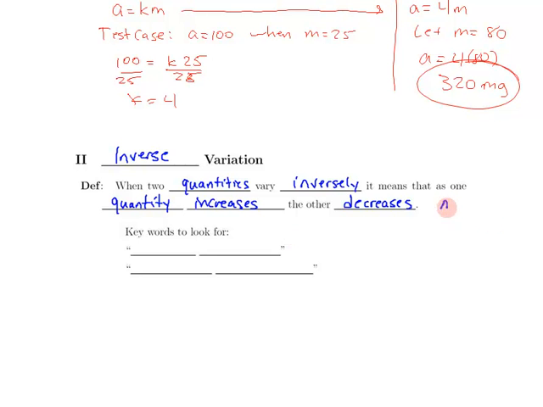Again, they maintain what we call a constant proportion. The keywords to look for here are varies inversely or inversely proportional.